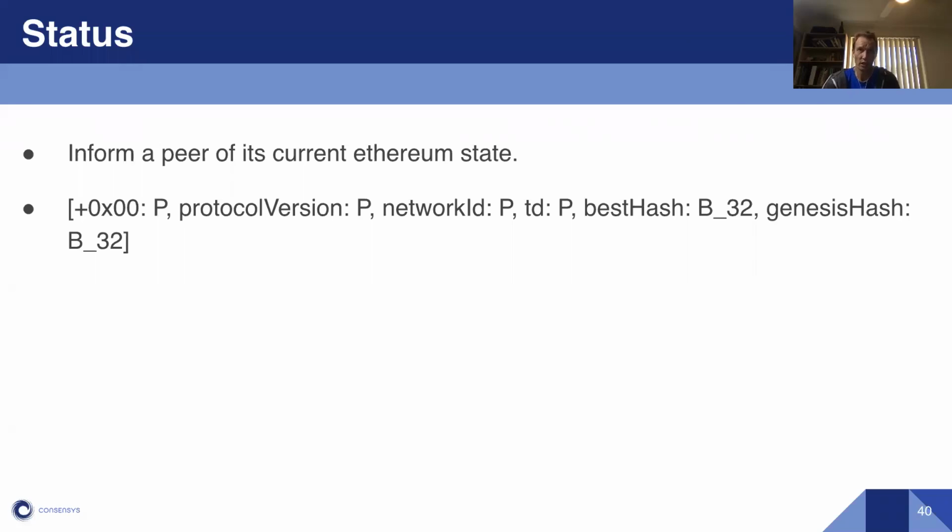So the status message is used to inform a peer of its current Ethereum state. It's providing some of the information about what network ID you're on, the best hash that you've got, and what the genesis hash is. And I'm just going to go pretty quickly through each of these messages.